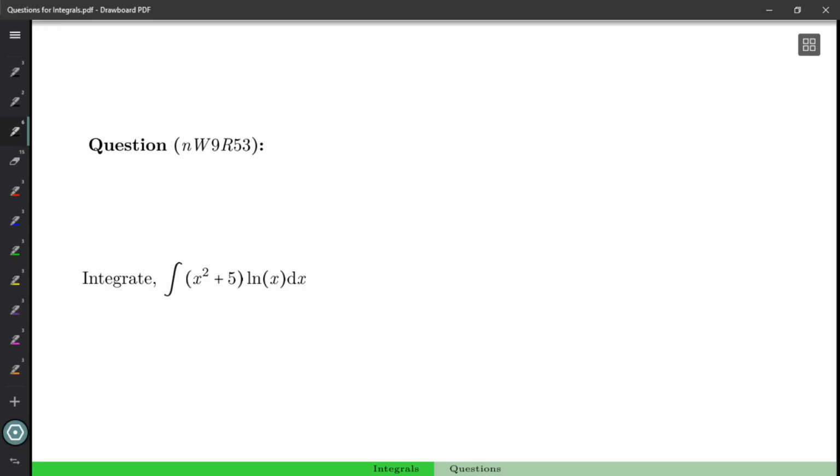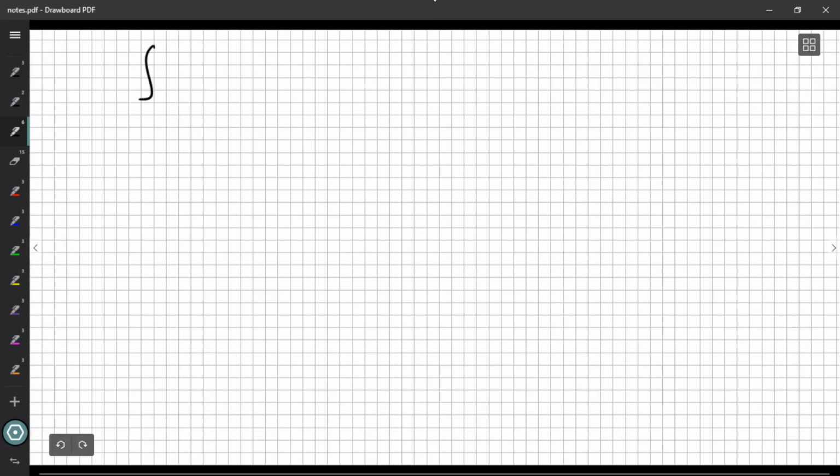Integrate x squared plus 5 times ln x. Okay, so immediate reactions, I'm seeing a product. That makes me think integration by parts. And if we're going to do integration by parts, which remember looks like u dv gets switched for uv minus v du, we need to identify one part of our integrand as a u, and the remaining part hopefully is a derivative of something that we can recognize. That becomes our dv.